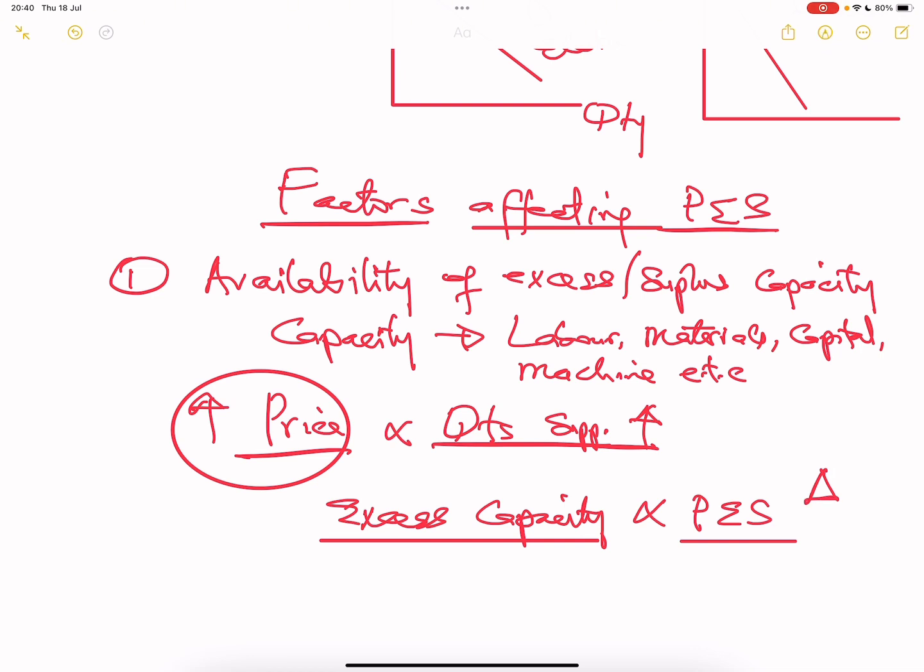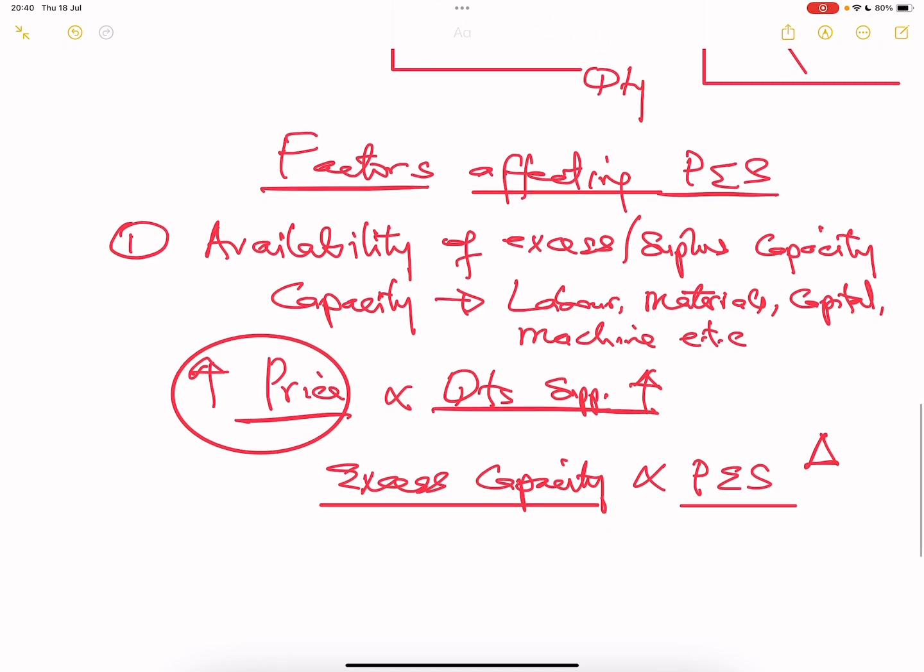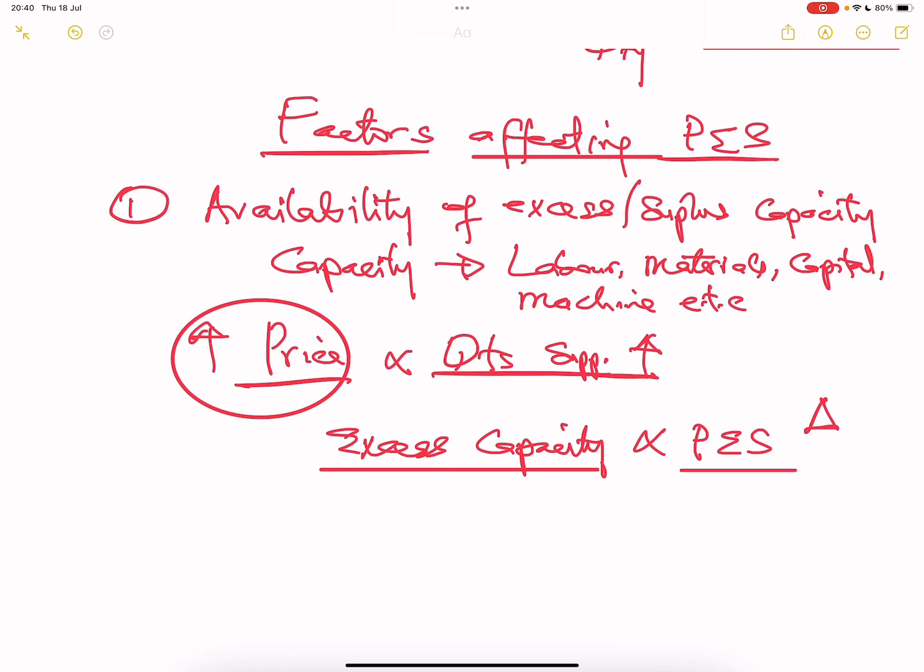So if there is no excess capacity, let the price change by 100%, there's nothing you can do. You just be looking at it. You cannot produce more. But if you have excess capacity, then you can take advantage of the increase in price to maximize revenue. The second factor is duration of production.